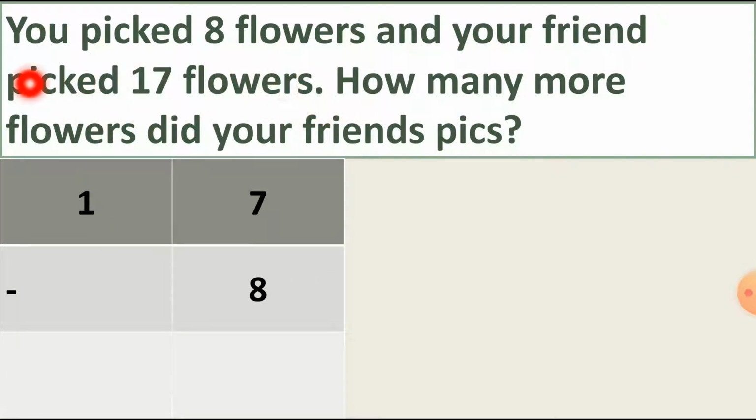Next one. You picked 8 flowers and your friend picked 17 flowers. I repeat this. You picked 8 flowers and your friend picked 17 flowers. What is the meaning of picked flowers? I will show you in the picture. How many more flowers did your friend pick? You can see this. You are picking the less flowers and your friend is picking the more flowers. How many more? This indicates the keyword of subtraction. So I have to put the subtraction sign here.